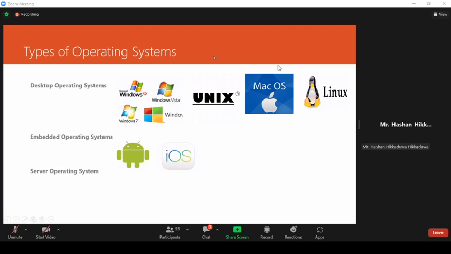Windows Server OS. What are the versions? 2007, 2012 is there. Likewise, different versions are there. Not only Windows; if you take Ubuntu and Fedora, there are different types of versions supported for the server operating system. Then embedded operating systems, you already know, Android and iOS. Desktop operating systems you are really familiar with.